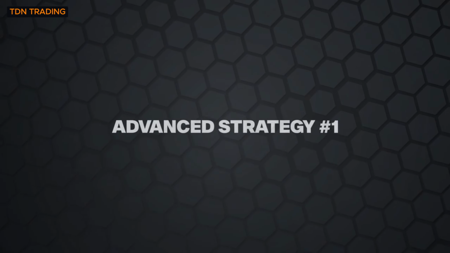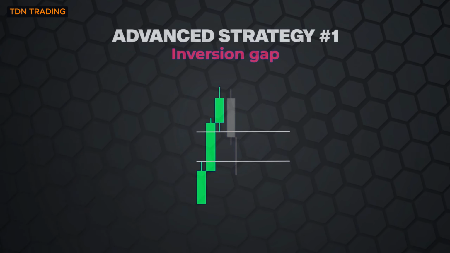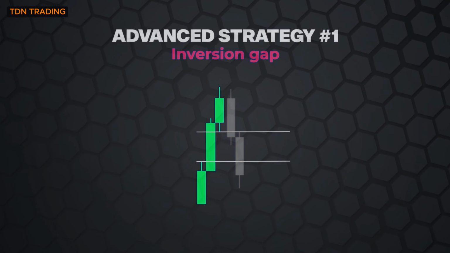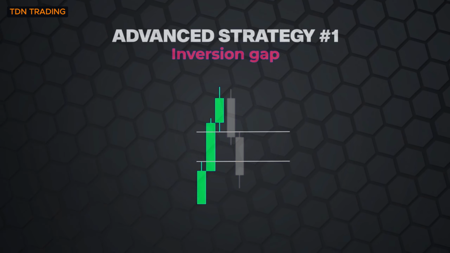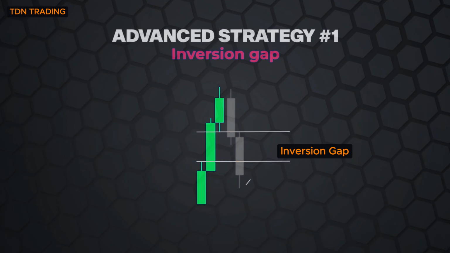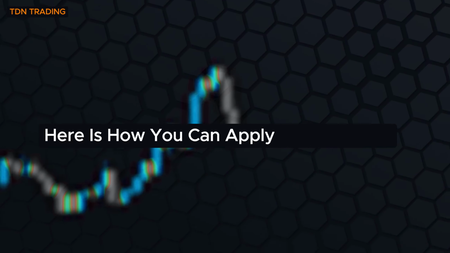The first strategy is called inversion gap, which is a type of fair value gap that has been previously broken. Now, just because a fair value gap has been broken once doesn't mean it's no longer useful. In fact, you can utilize it one more time as an inversion gap, as there's a possibility that price could reject the level once more on its next move. Here's how you can apply this strategy.